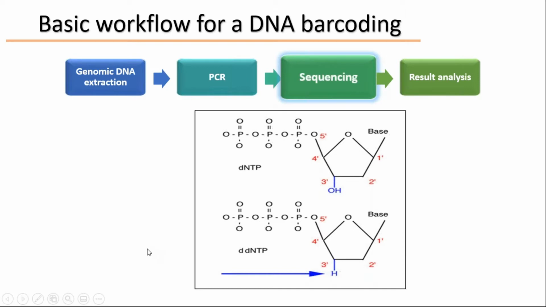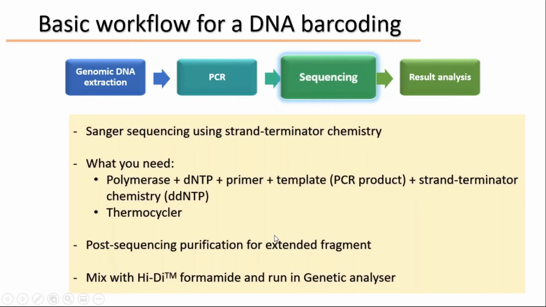So in sequencing, everything is the same. There will be denaturation, binding of the primer, then extension of the fragment with the dNTP, until a ddNTP comes to the extending fragment, and then the extension will be stopped. Because the ddNTPs carry a fluorescent label, later they will give a signal when you run in the genetic analyzer.